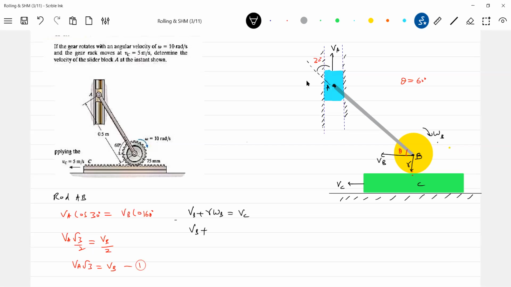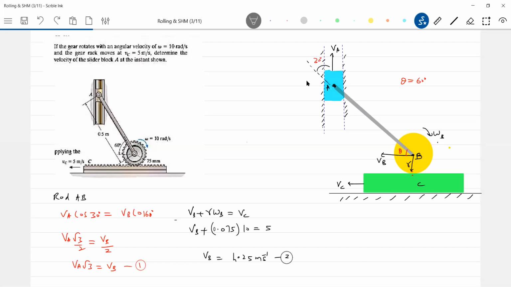The value of R is 75 millimeter, no? So 0.075, omega B is 10, VC is 5. So VB is 4.25 meter per second. Put 2 in 1, we'll get the velocity of A. Anybody, value of VA? 17 by 4 root 3, 2.45. It's 2.45.